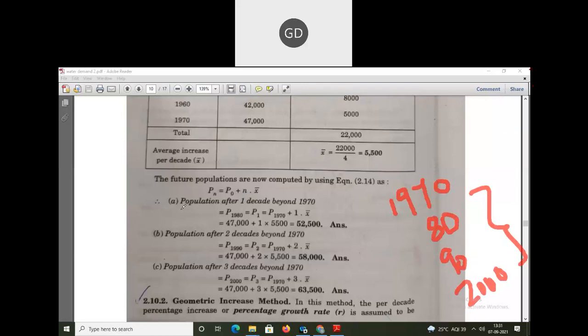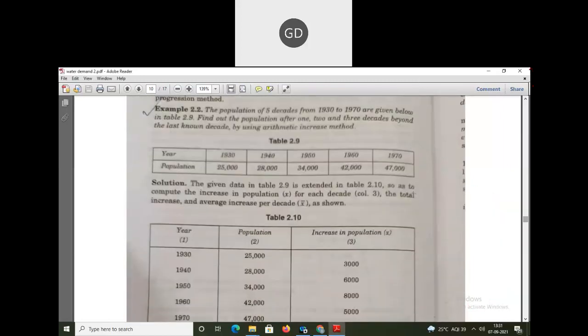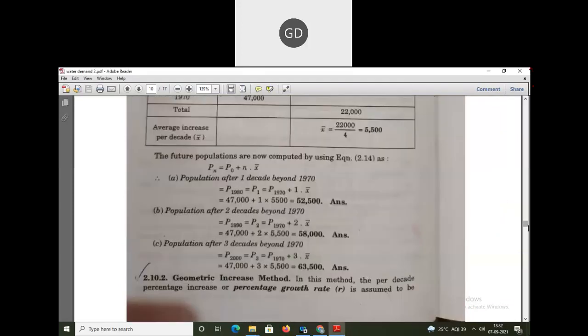Now this is the process. You just have to put all the values for 1980. You are finding out the population for the year 1980. What is the formula? P naught is the last known population. What is the last known population mentioned in the question? It is 47,000. Yes, this is the last population that you can see. So P naught will be 47,000 for all the 3 decades.